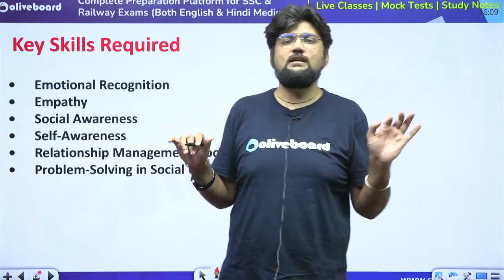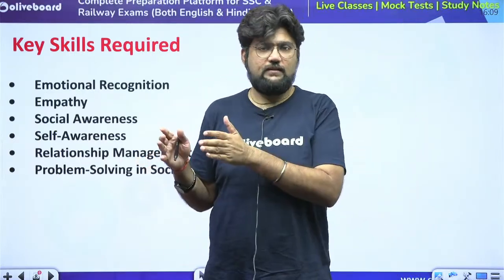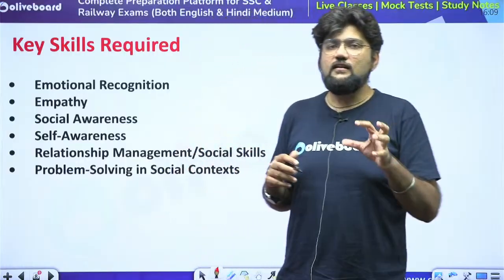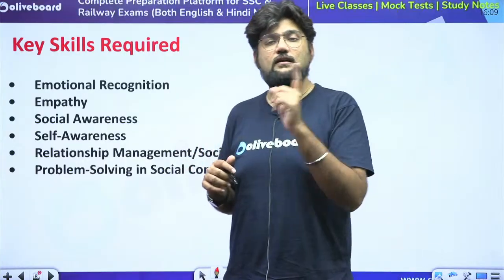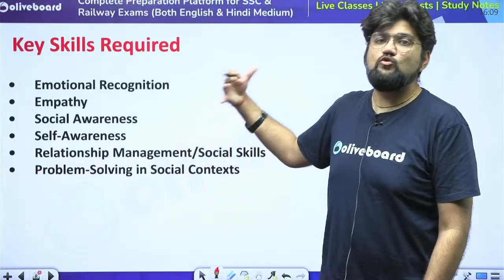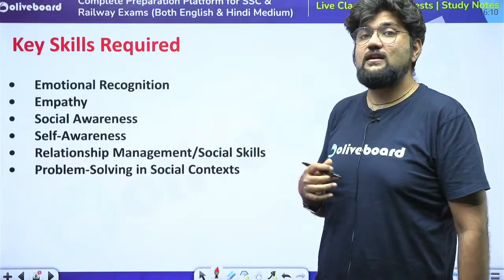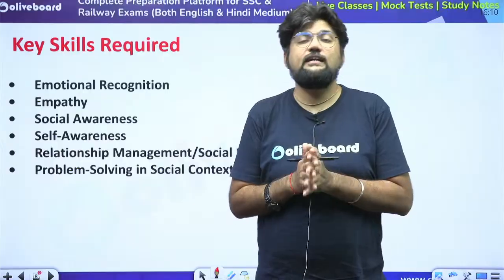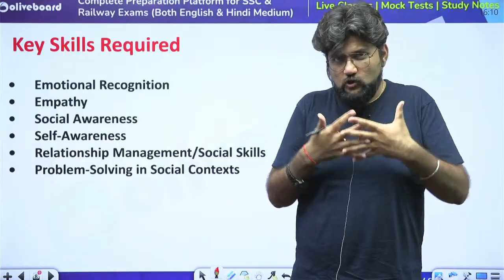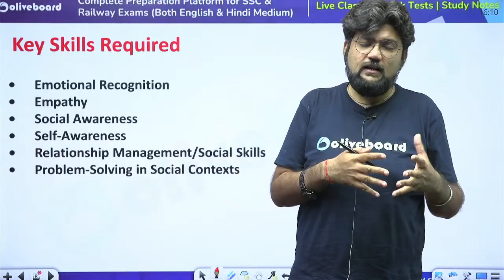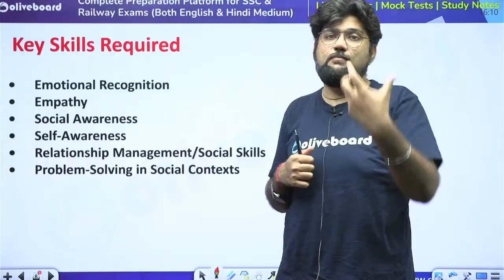It's not just merely rote learning and applying. It's slightly different. Critical reasoning requires critical thinking ability, critical thinking skills. These require social and emotional skills. So what are the key skills which are needed? Of course, your emotional recognition. You have to have the ability to recognize what you are feeling in a particular state, and what the other may be feeling in a particular state.